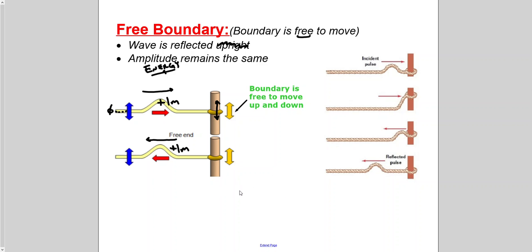The opposite would be true. If I sent a wave with a negative amplitude to a free boundary, so this is -1 meter, when it's on its way there, it's got -1 meter. When it comes back, it would have -1 meter of amplitude as well. So it reflects in the same way that it goes in.